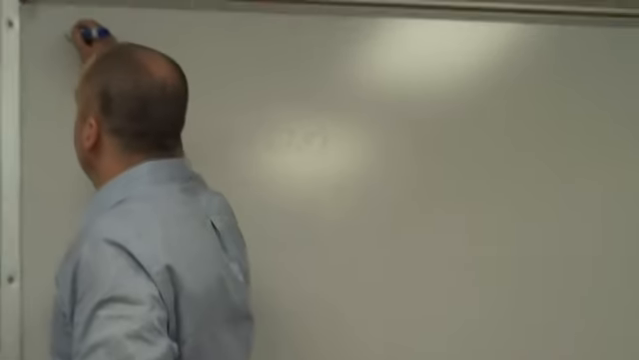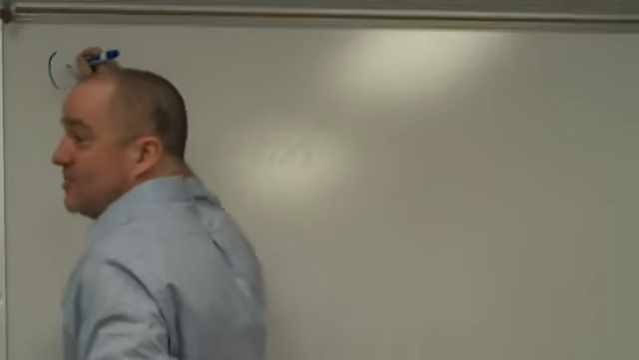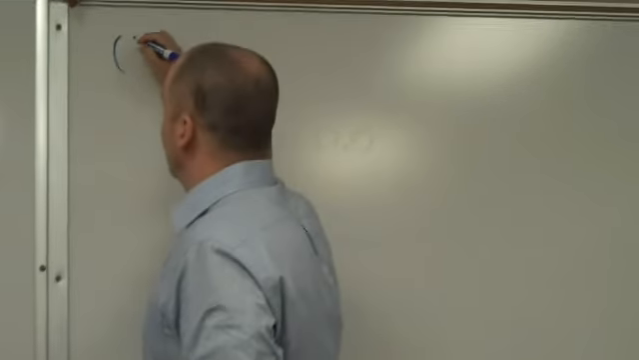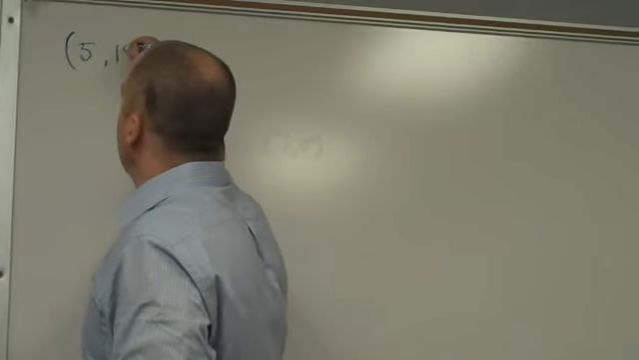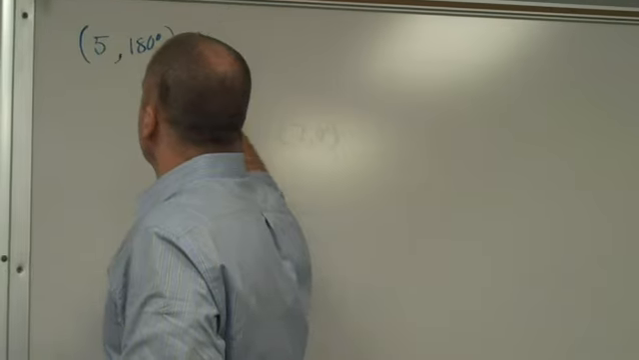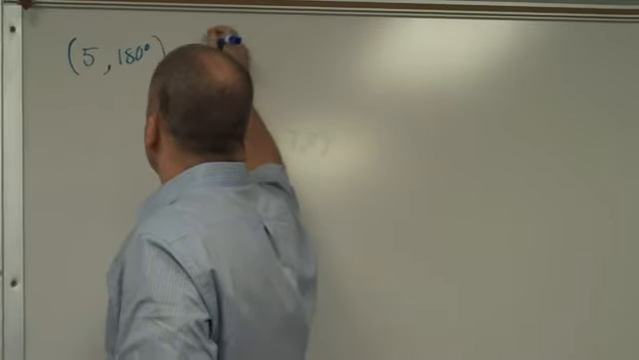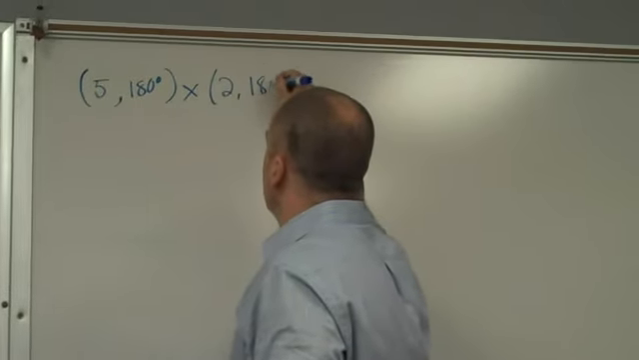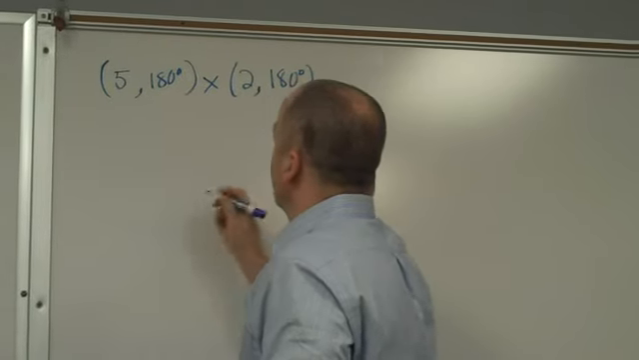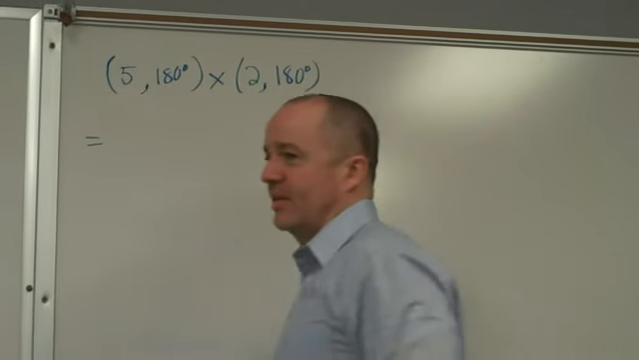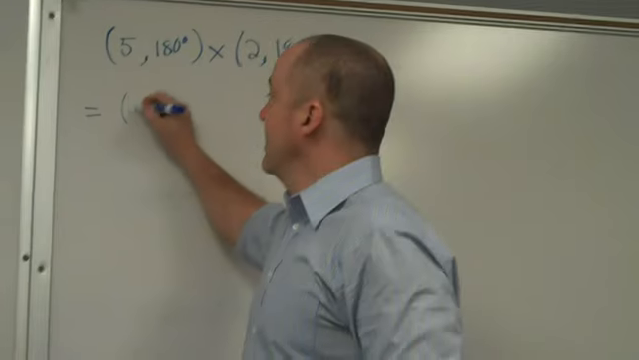Okay, now, he made it more complicated. It does make it more complicated, but doesn't contradict it. Okay. 5, 180 times 2, 180. Okay. What's this going to equal? 10, 360. 10, what, Sade?